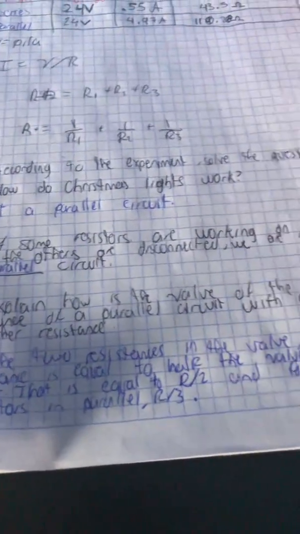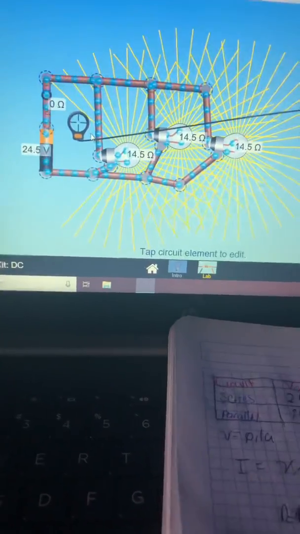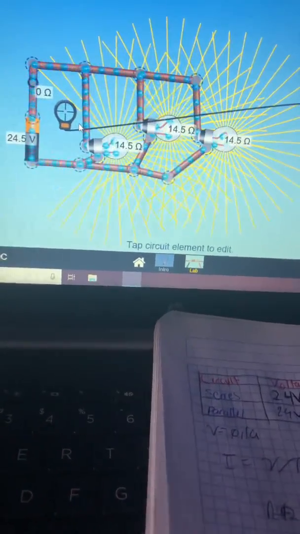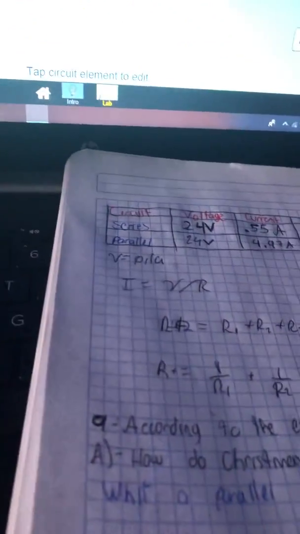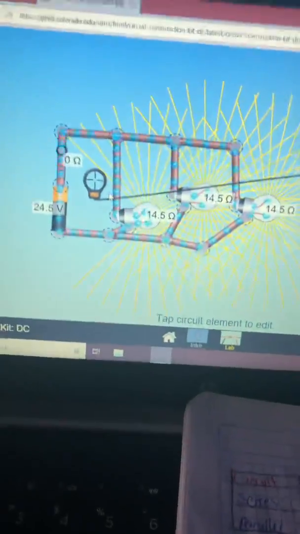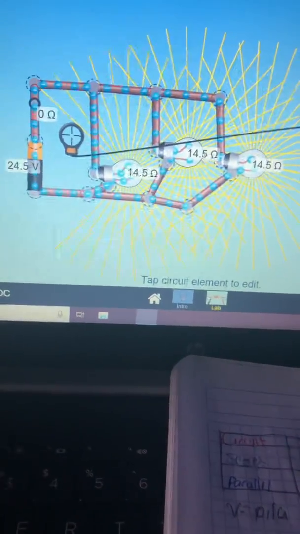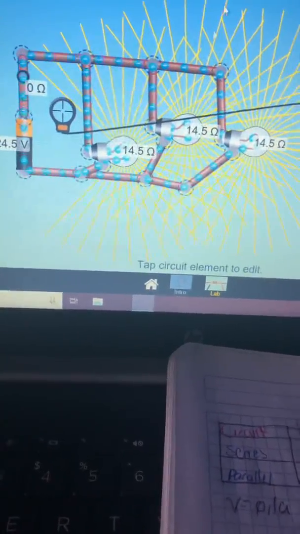Then if some resistors are working in a circuit and the others are disconnected, we are talking about a parallel circuit, because like we can see in this one, if I disconnect one resistor, all are still going to light up except the one that turned off. And how is the value of the equivalent resistance of a parallel circuit with respect to any resistance? The difference is that here we divide by the same amount of resistance on each resistor, and that's the important thing in a parallel.